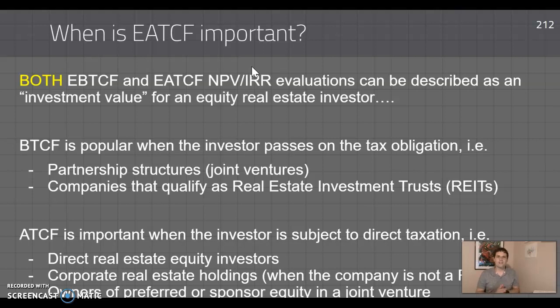Now, after-tax cash flows become really important when the investor is subject to tax. Of course, that makes sense. Now, this specifically targets direct real estate investors, so I go out and I buy a building, and I'm the equity, and my lender is the debt investor, and sure, you could call us a joint venture. That's not usually how that term is used in real estate, but I own all of the equity cash flows, and I would be taxed directly. I'm not passing it through to anyone because I'm the only investor.